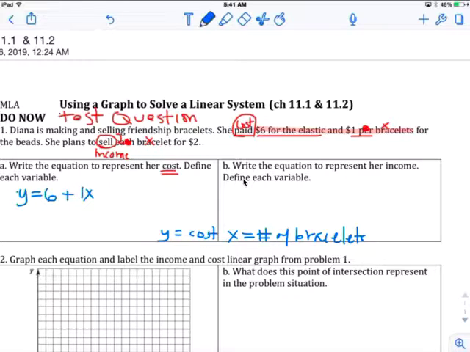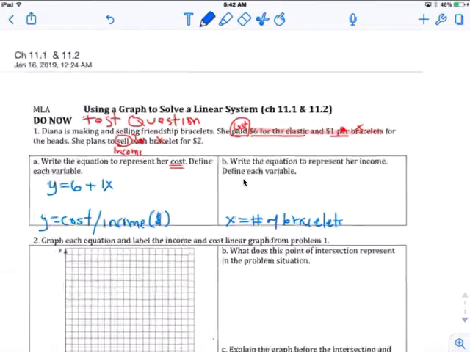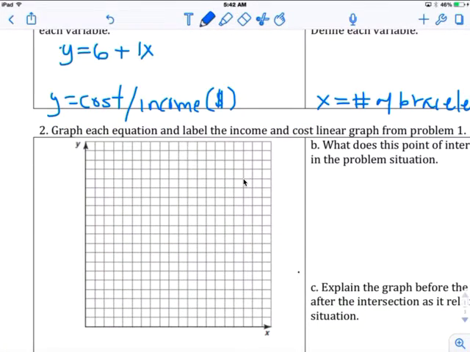For the beads, she plans to sell. Write an equation that represents her income. So we'll write Y is the cost here, slash also income in dollar amount. So here when you're graphing it, because both cost and income, just put cost and income in dollar. Cost or income.